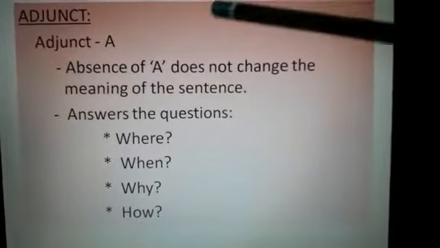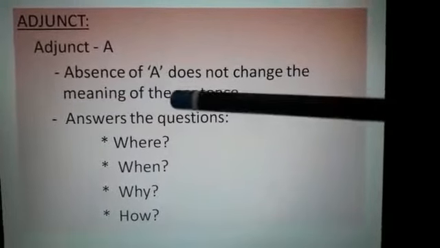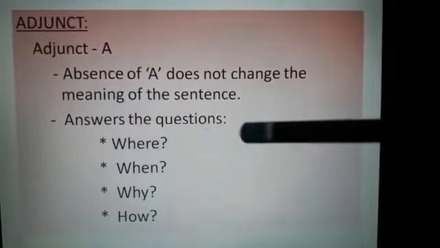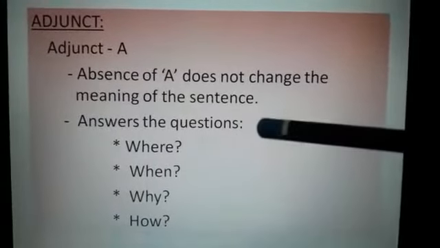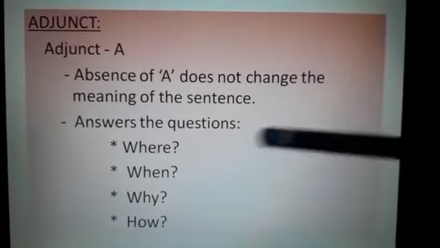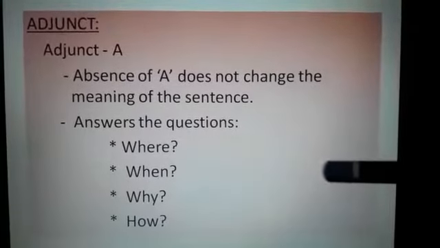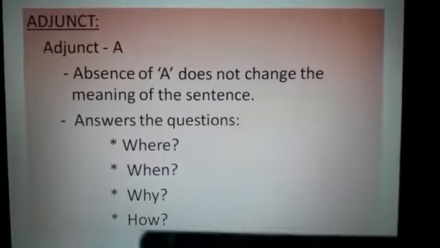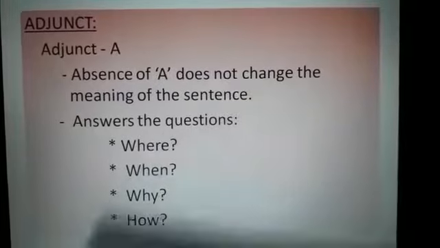Adjunct. Adjunct is denoted as A. The absence of an adjunct does not change the meaning of the sentence. It answers the questions where, when, why, how. If you ask where, you will get the place. If you ask when, you will get the time. If you ask why, you will get the reason. If you ask how, it gives the process.